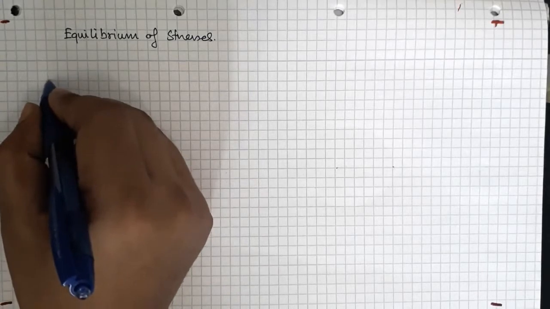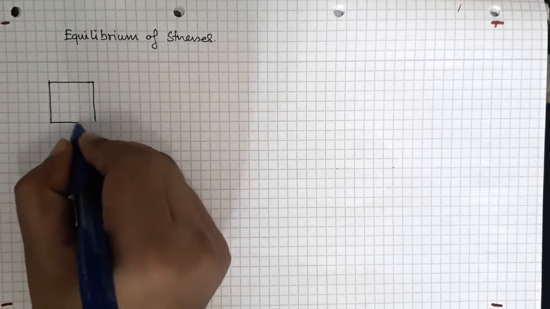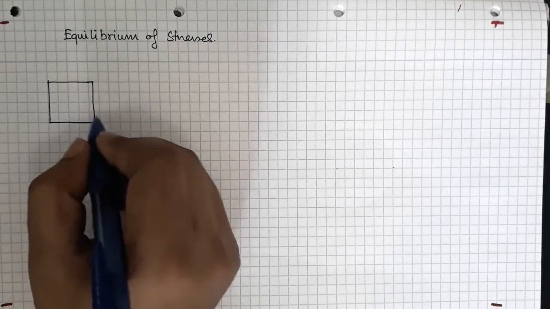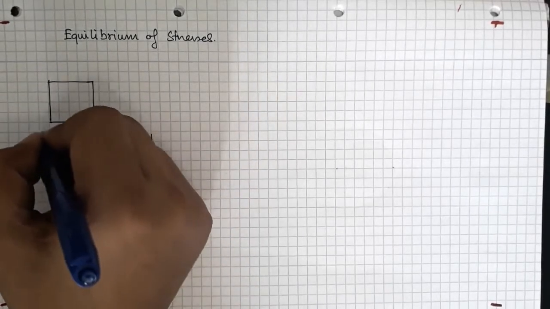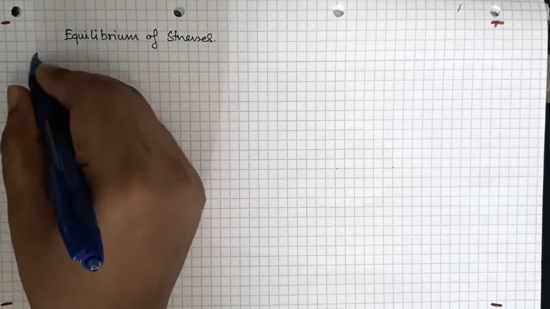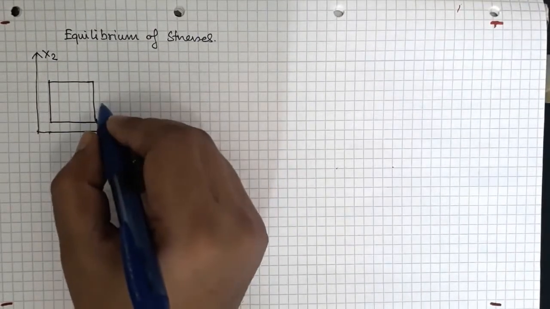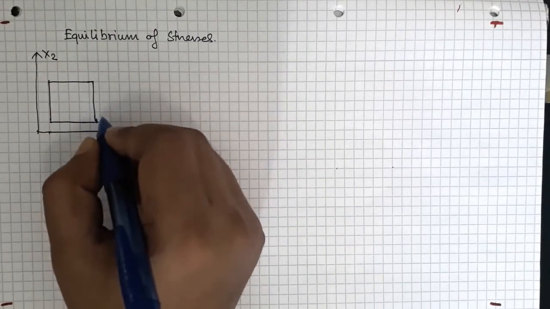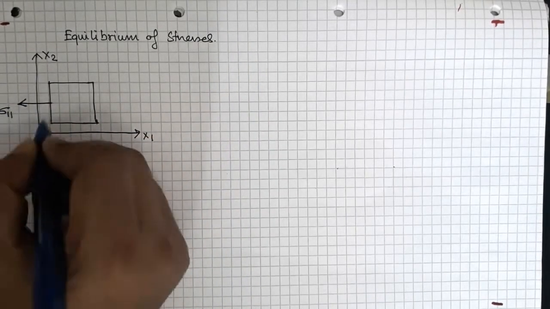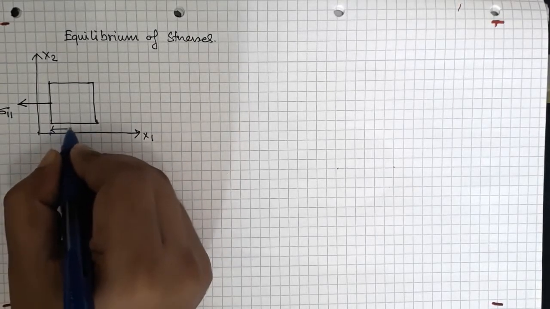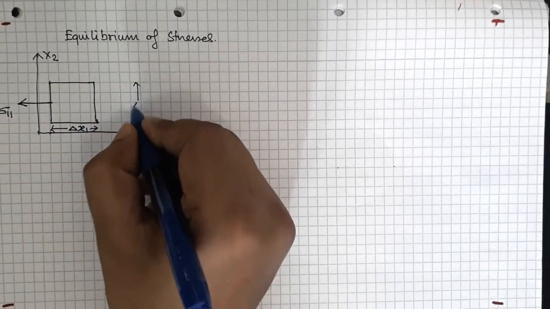So let us consider a small element of stress again, right? This is my x1 direction, this is my x2 direction, and here I have sigma 11, right? This dimension is very small, so let's say this dimension is delta x1, and this dimension is delta x2.